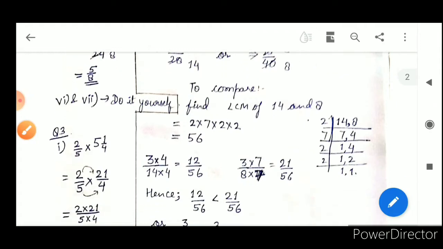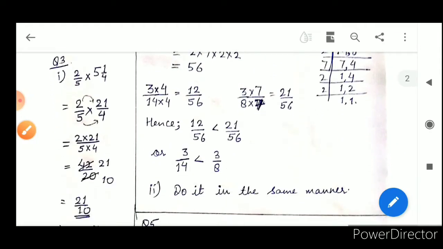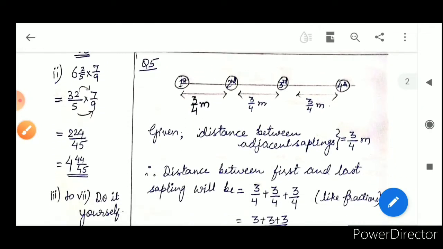Once the denominator is the same we can easily compare the numerators, that is 12 and 21. Here we see that 21 is greater than 12, and hence that fraction is greater. Next part you can do in the same way.